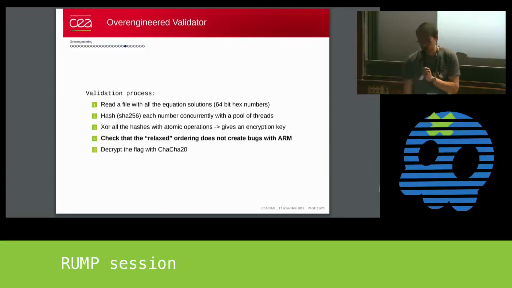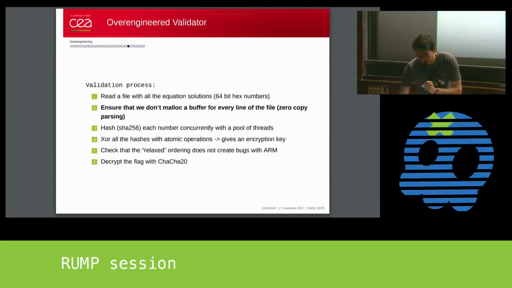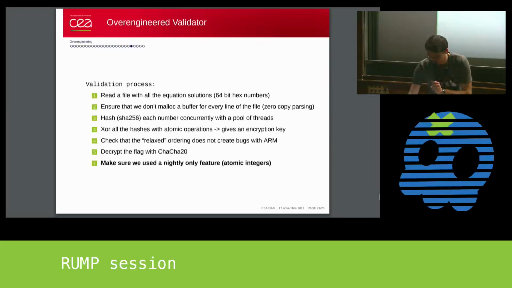But the thing with atomic operations is that there is something called ordering that is almost always okay on x86, but not always okay on ARM. So we chose the right ordering, and then we tested that it was okay on ARM too with QEMU. And then we made efforts not to do excessive malloc, so when we parsed the file, we took care of that too.